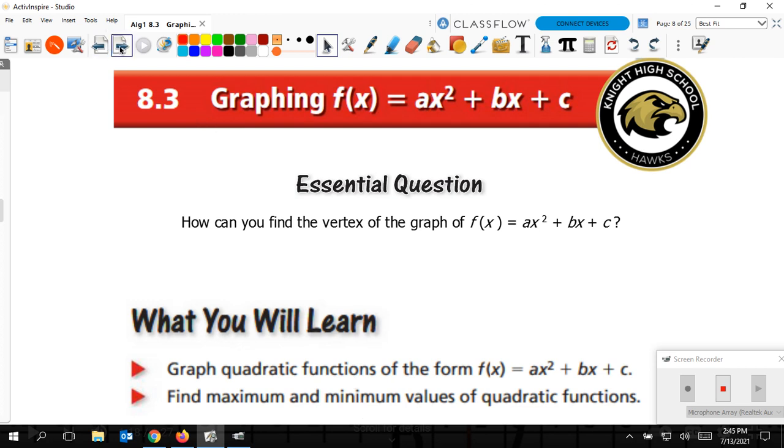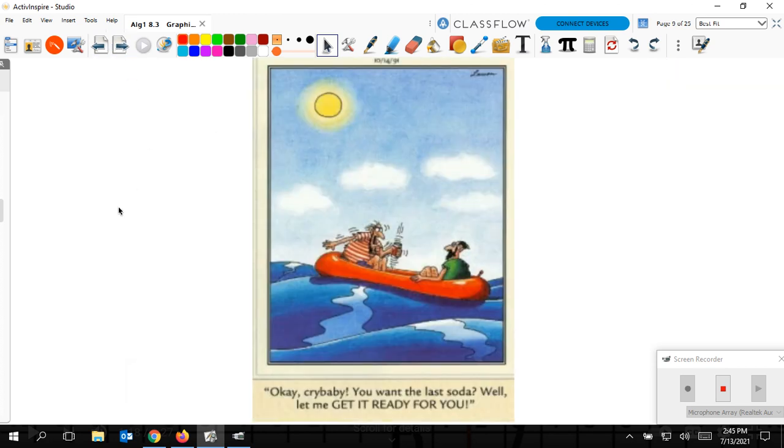All right, let's go ahead and look at our cartoon of the day. So two guys sitting out in a little raft in the middle of the ocean. "Okay, crybaby, you want the last soda? Well, let me get it ready for you." He starts shaking it up. I love that one. All right, Far Side's always good for a laugh.